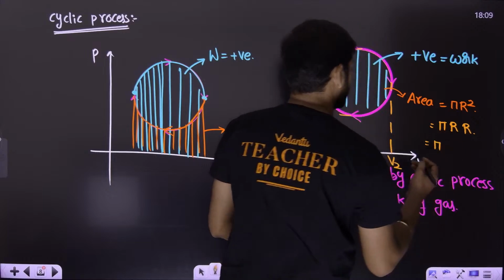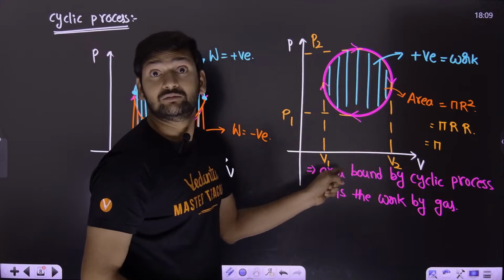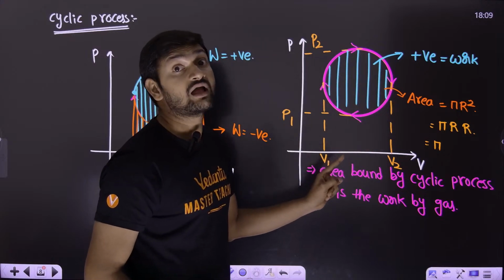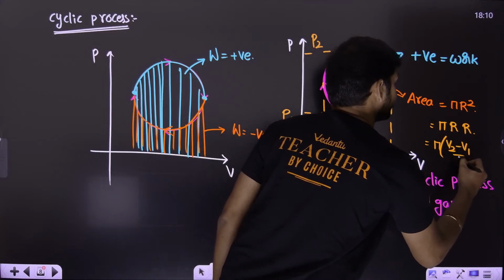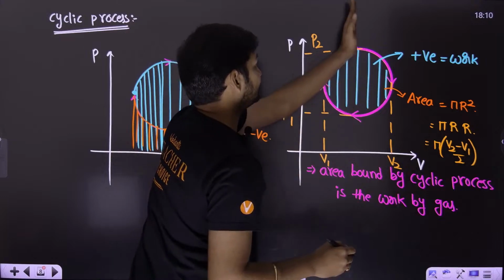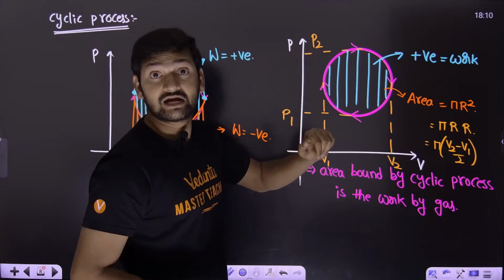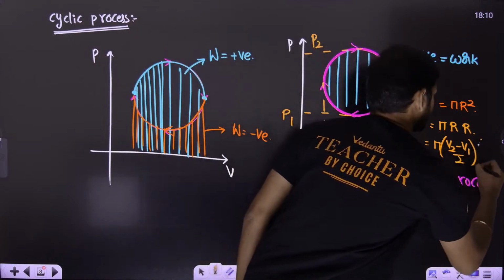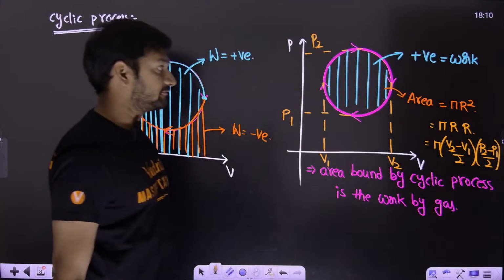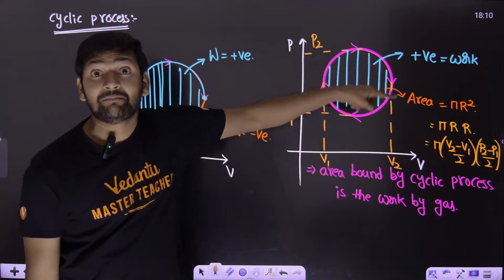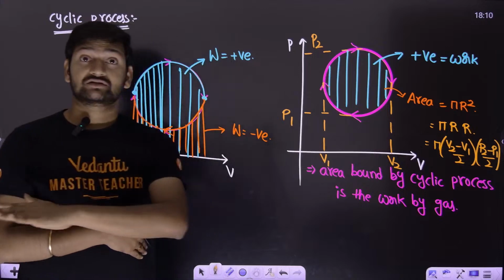And now look here, diameter. If you look from this side, diameter is V2 minus V1 and radius will be what? Half of the diameter. So 1r you can write it as V2 minus V1 by 2. And if you look in this way, diameter is P2 minus P1, then the radius will be P2 minus P1 by 2. So in a PV graph, if you see a perfect circle, then how you are going to find the area? It is going to be like this.